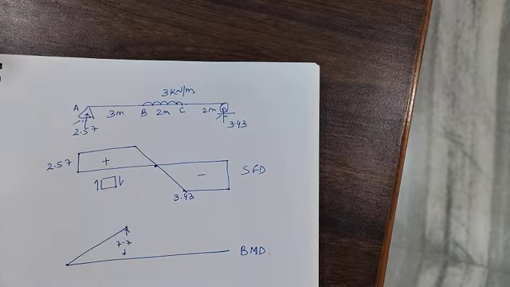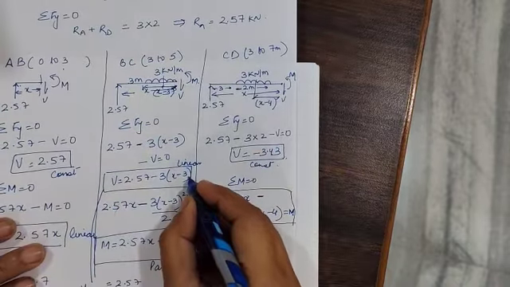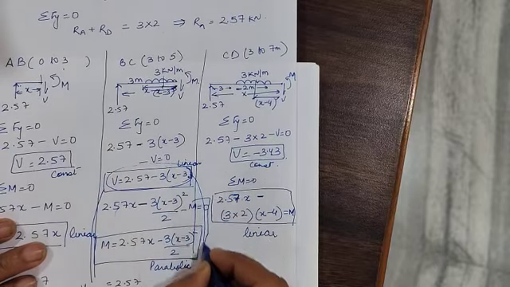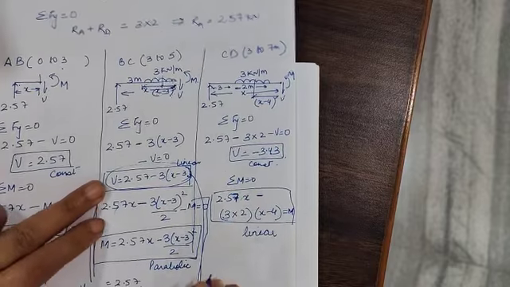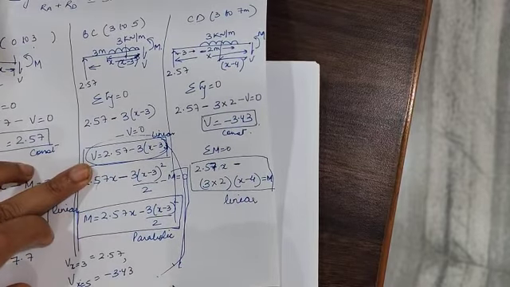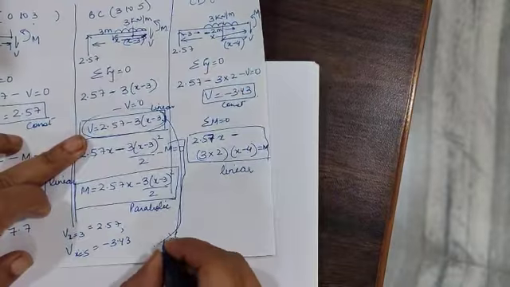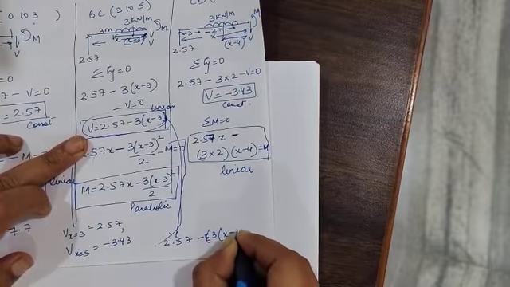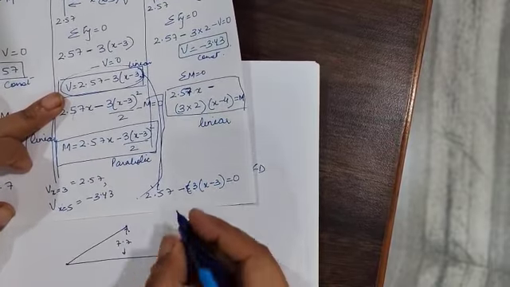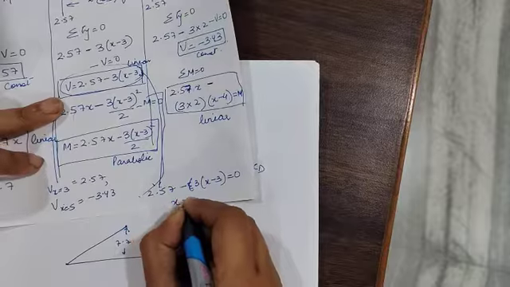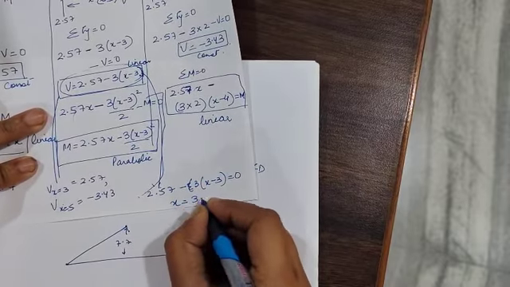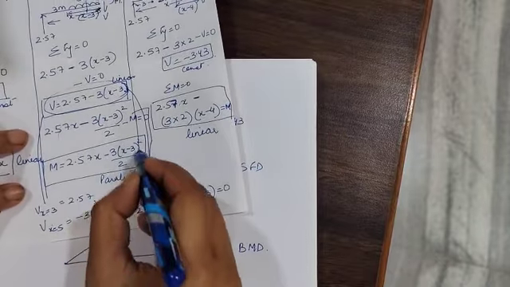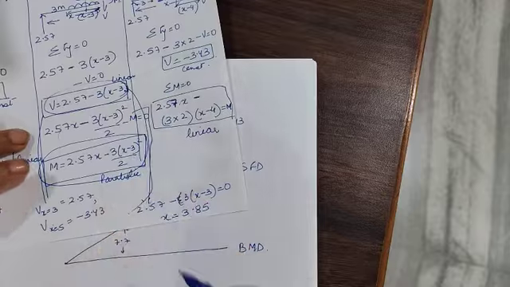We can get this point by making the shear force equation of the second section equal to 0. So I will make this 0. It will be 2.57 minus 3 into x minus 3, and this is equal to 0. You will solve this, and the value of x will come out to be 3.85.